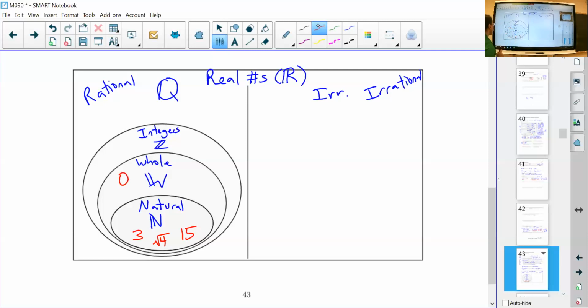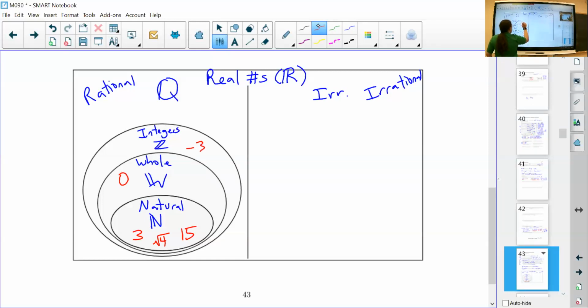0 is the only whole number that is not natural. It's the only thing that goes in this bubble. Integers that are not whole, we have a whole bunch of them, right? Anything that's negative cannot be a whole number or a natural number. Now, integers have to have no fraction or decimal part. They have to be just the opposite of natural numbers or whole numbers.